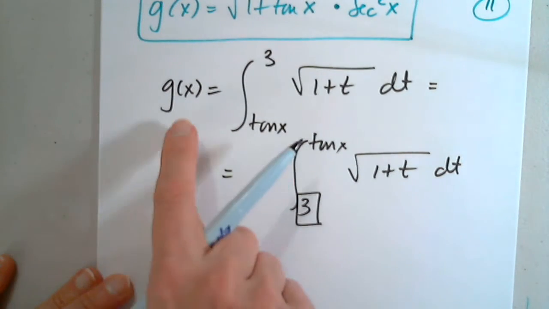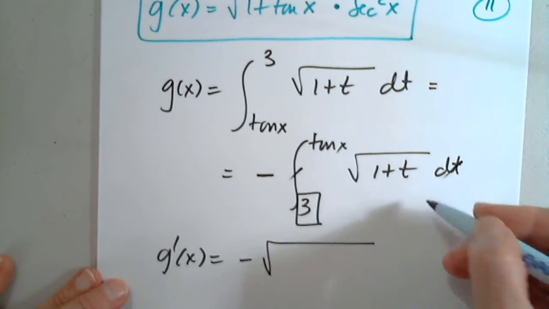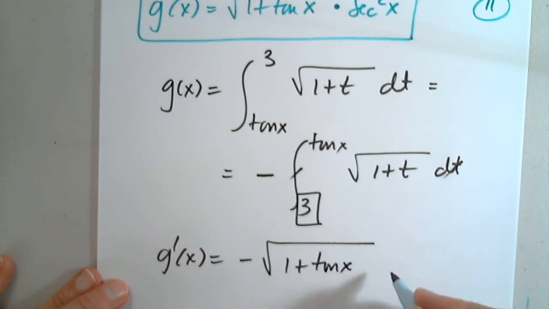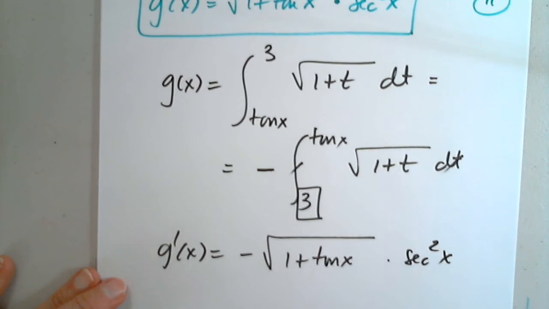And now I differentiate the left-hand side. I differentiate the right-hand side, and I know this symbol and this symbol, these two go away, so I have the square root of 1 plus tangent x times the inner function prime, secant squared x.